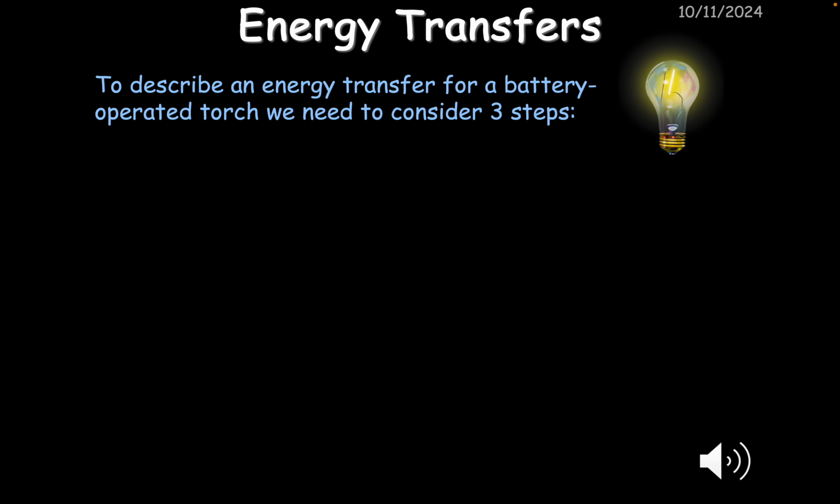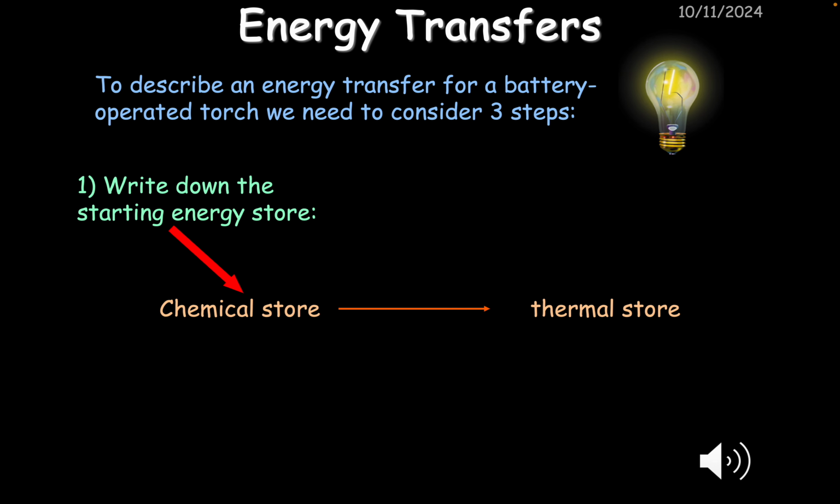So energy transfers, to describe an energy transfer, for example, for a battery operated torch, we need to consider 3 steps. Okay, you need to consider what is the initial energy store. Well, that will come from the battery, and it will be a chemical store. So a battery contains chemical energy, and it's been engineered by chemical engineers. Okay, and then that converts into a thermal store, which is in the torch. The torch gets hot, and it gets so hot that it glows.